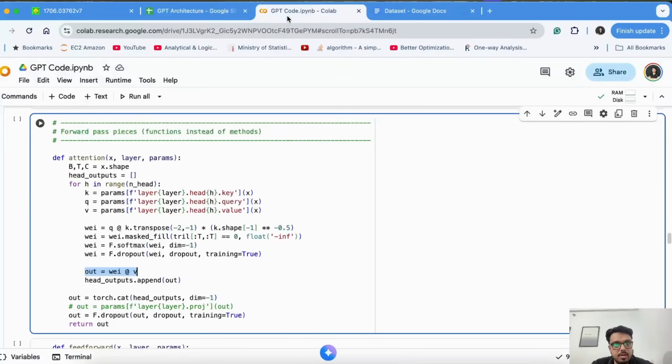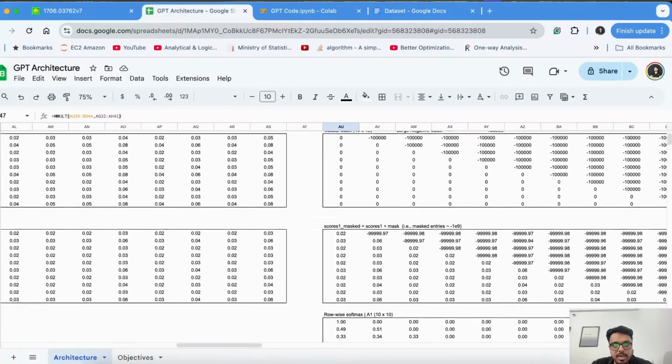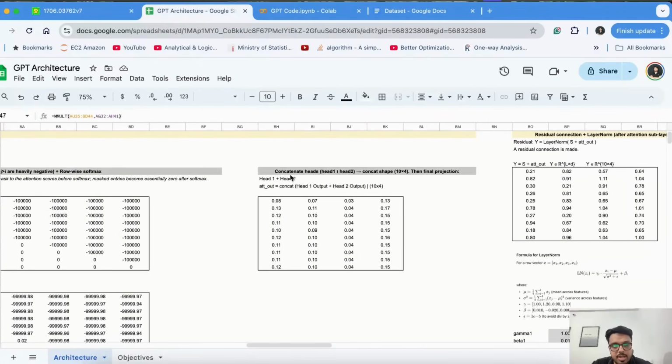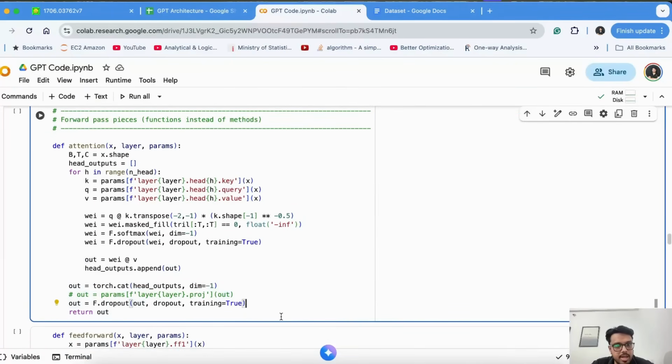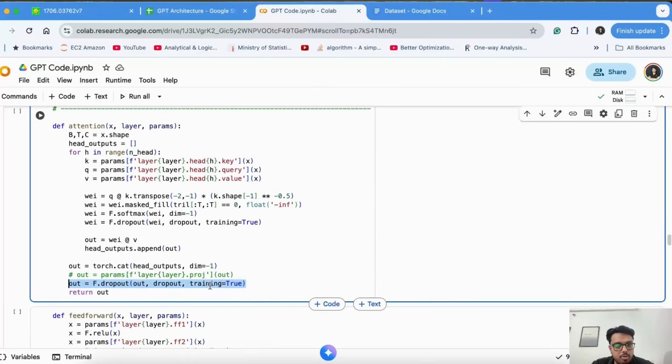Once we do it, you see that we have a for loop over here, which iterates through all the heads. So first we do it for one head, then we do it for the second head, and the final outputs are appended or concatenated over here. So this is the final output which concatenates across all the heads. This concatenation that we did is what is represented over here. Then again another dropout, same reason, to avoid overfitting.